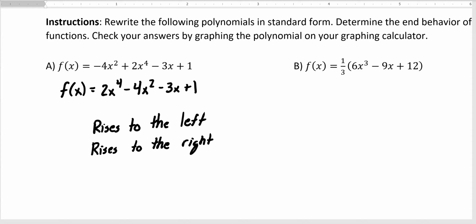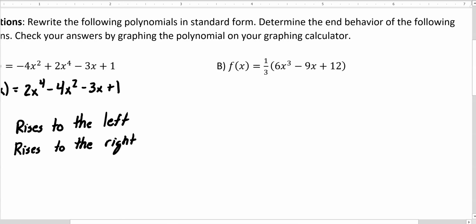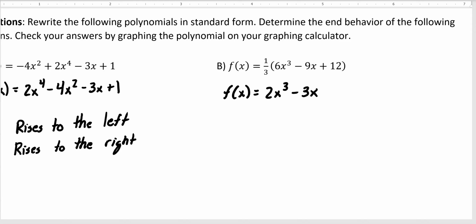All right. Now looking at letter B, f of x equals 1/3 times 6x to the third minus 9x plus 12. Again, distribute all this out. It will be in standard form actually once I do that. So I'll say, let's see, 1/3 of 6 is 2. 1/3 of negative 9 is negative 3, and 1/3 of 12 is 4.